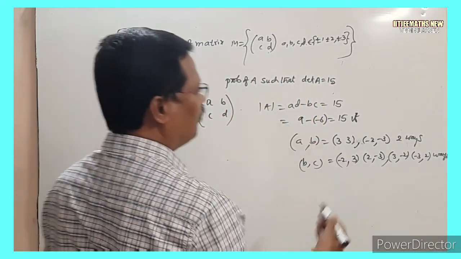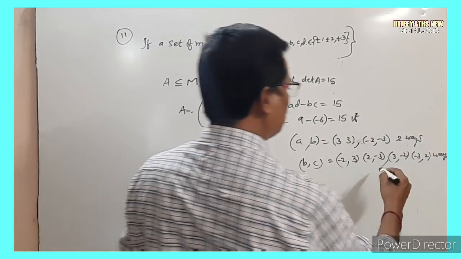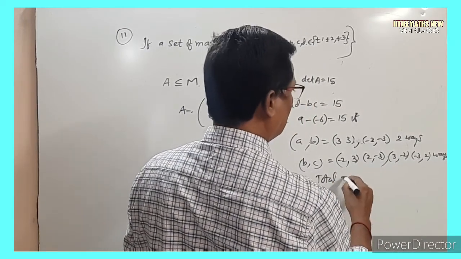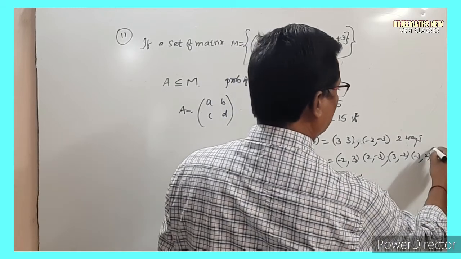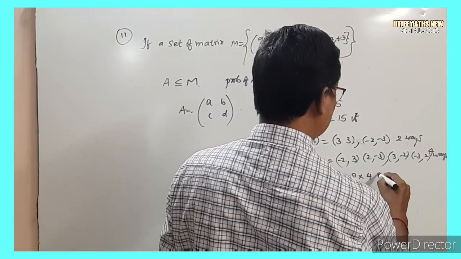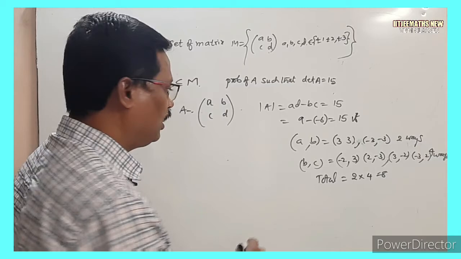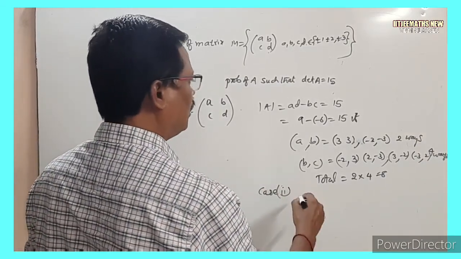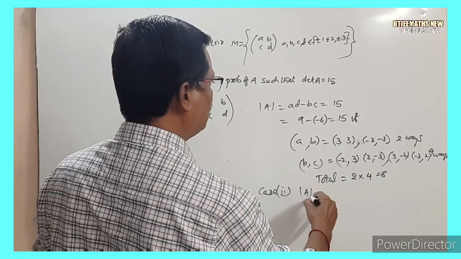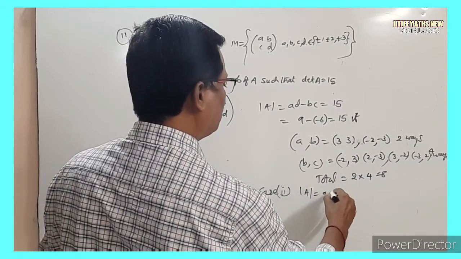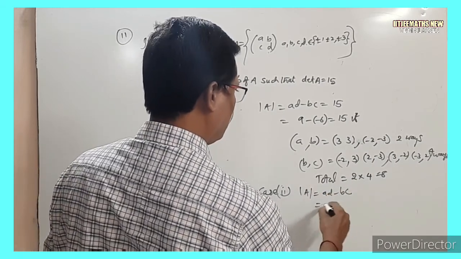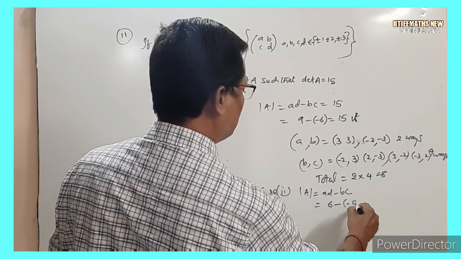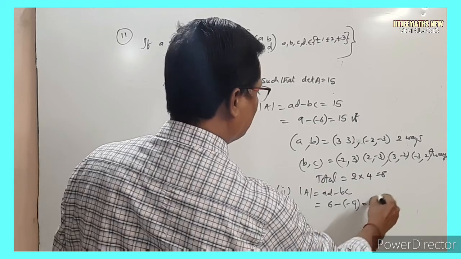Therefore, total how many like that? From this total how many? Total, this is 2 into, this is 4 ways, 2 into 4, 8 ways. And in case 2, det A may be like this also. AD minus BC may be 6 comma 6 minus minus 9, which is also 15.